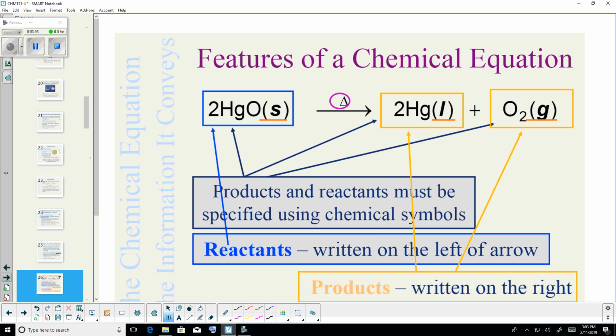So here we have mercury oxide, solid. We're heating it to give us liquid mercury and gaseous oxygen. So the reactants are on the left, or in this case, reactant. It's a solid. We're heating it. We end up with a liquid and a gas.